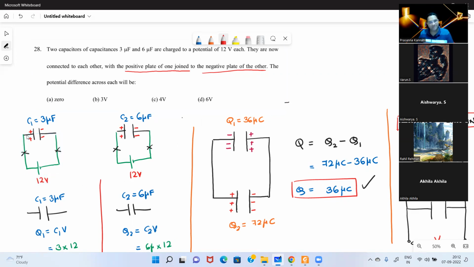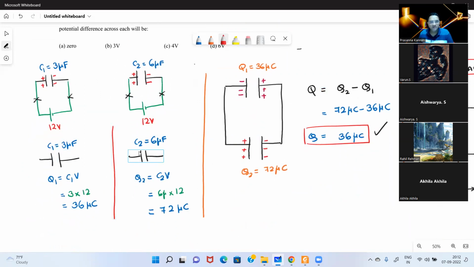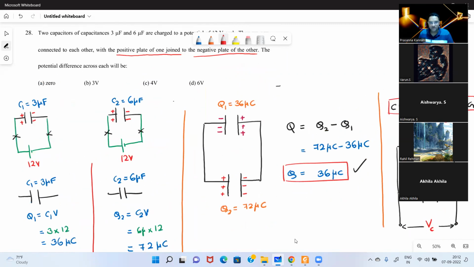What would have happened? They would have been connected to a battery separately and charged up to 12 volts. Then the battery is disconnected. But even though the battery is disconnected, what will be there? Charge will still be there. So what is the charge on the first capacitor? 36 microcoulomb. Charge on the second capacitor is 72 microcoulomb, because it is 3 microfarad into 12, and in this case 6 microfarad into 12. So we got the charges on each capacitor, right?